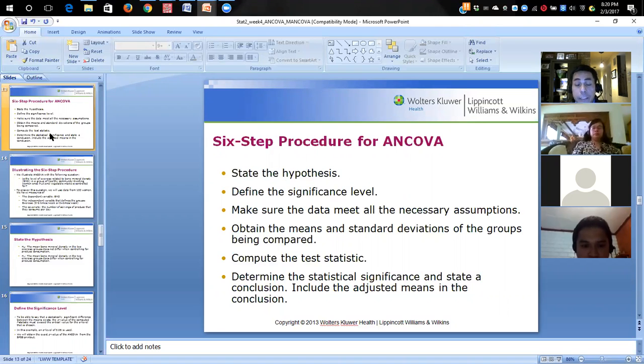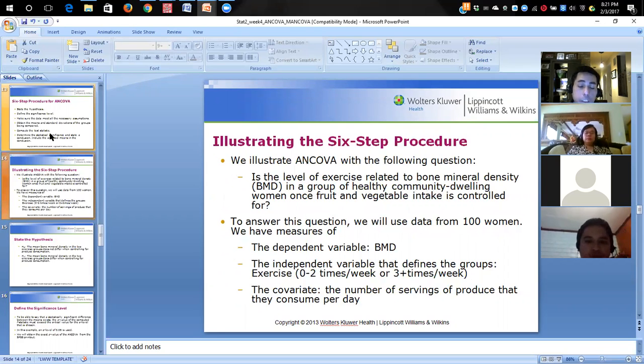So we have to do the linear relationship check of the covariate and the dependent variable. And then we compute the test statistics. Automatically, it will produce the means and standard deviation. And then we determine the statistical significance and state our conclusion. So that's always very easy because we know that our alpha level is always 0.05, and anything below 0.05 is statistically significant, and we reject the null hypothesis. Then we conclude that there is a significant relationship. So when there is statistical significance, we reject the null hypothesis. That means our p-value is less than 0.05.